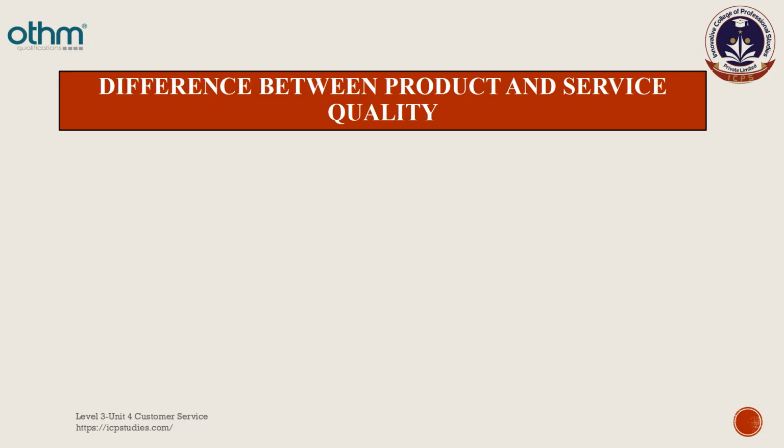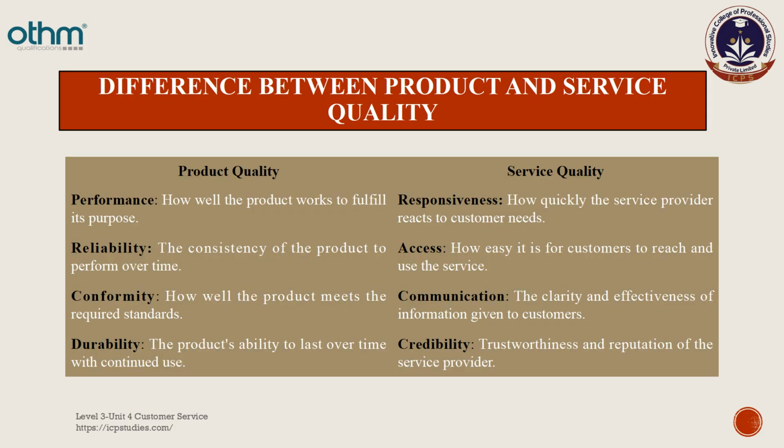So now we are going to explain the difference between product and service quality. This table explains the difference between product quality and service quality. So first is performance. Performance explains how well our product works to fulfill its purpose or to fulfill the needs of the customers. Then we have the responsiveness of service quality. It explains how quickly the service provider reacts to the needs of the customers.